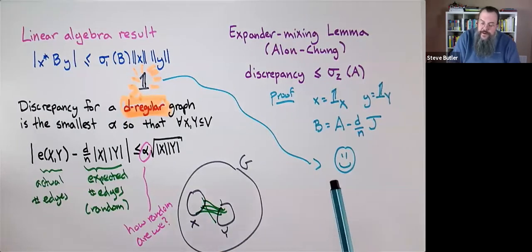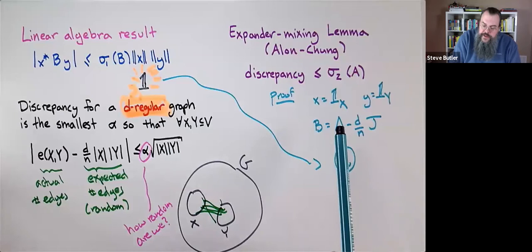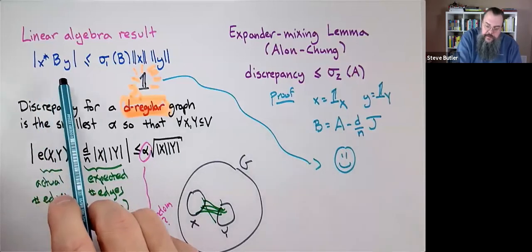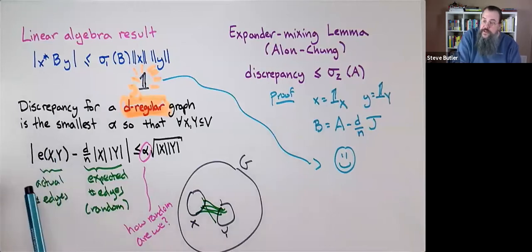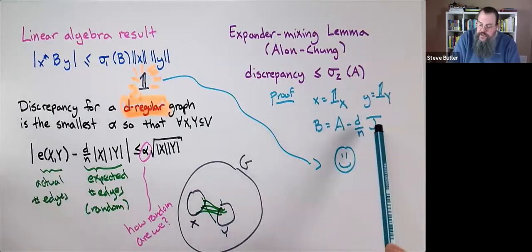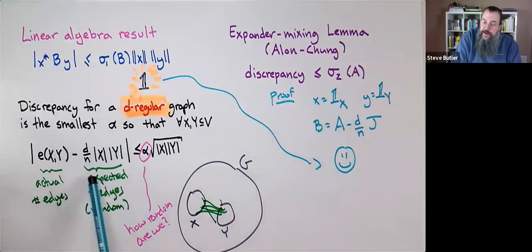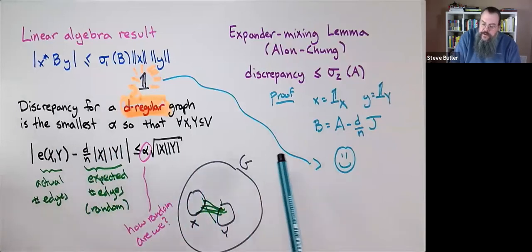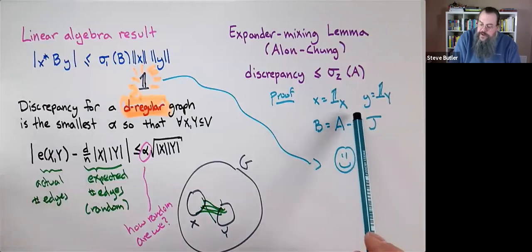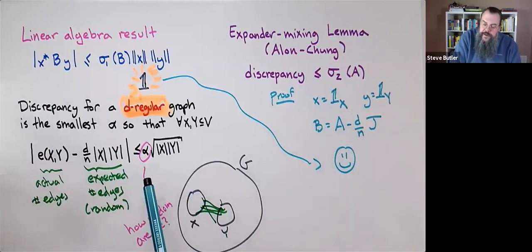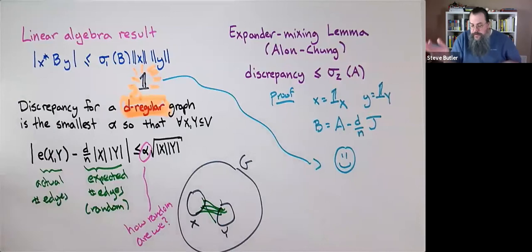And so now you run through the computation. When I take x star Ay, that's the number of edges. X star d over n J times y, that's this expected number. And then it's the second largest singular value of this matrix, but we took out the largest one, set it to 0, so it becomes the second largest. So, all right, there we go.